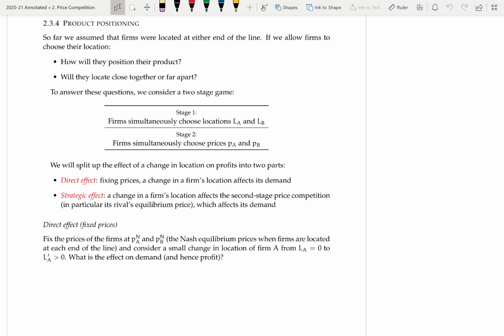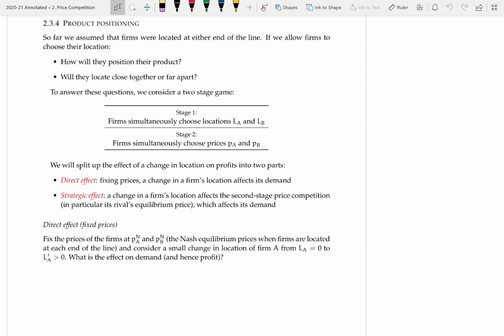In this video, we'll use the Hotelling model to look at product positioning. So far we assumed that the firms were located at 0 and 1. What if we allow firms to choose their location? How will they position their product? Will they choose to locate together or far apart?